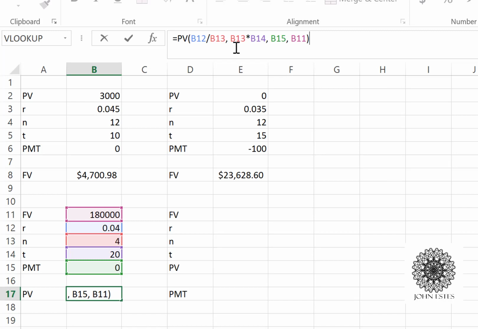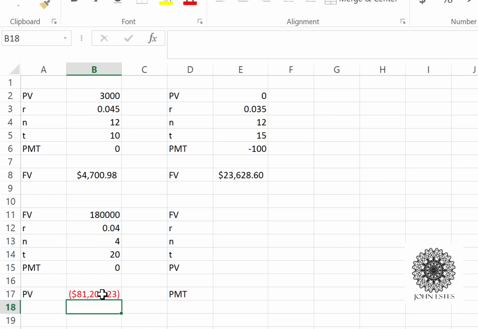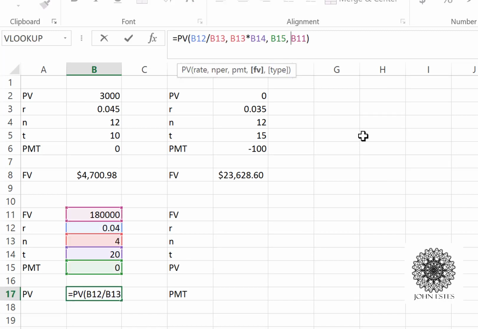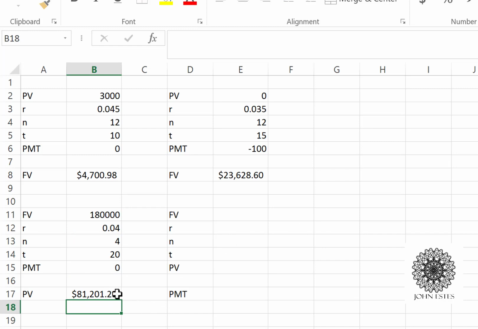Now the way I have it, it will come out negative. Okay, so let's go ahead and make the future value negative $180,000. I know it sounds kind of backwards, it's just the way Excel thinks. And so that's what she needs to invest. If she can invest $81,201.23, then 20 years down the road, she will have that $180,000 she needs.